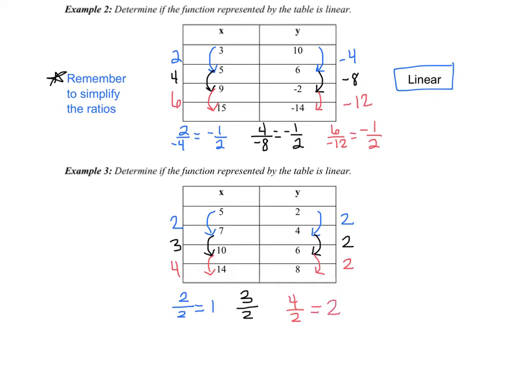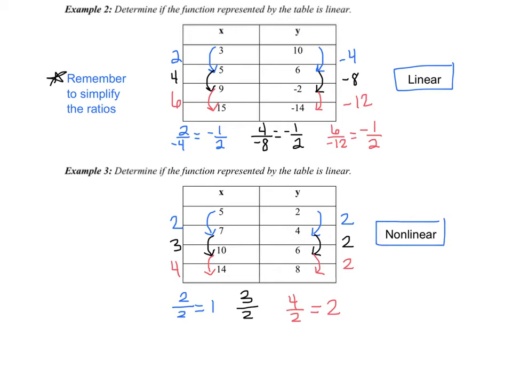I want to identify, are these ratios equal to each other? Is 1 equal to 3 over 2 equal to 2? No, these are not equal to each other. Therefore, the function represented by this table is nonlinear.